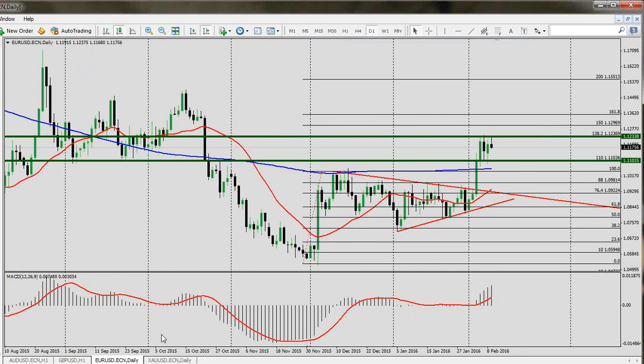EURUSD. In our last webinar, we were discussing that if the pair breaks above the 1.0950 zone, we would be looking for bullish continuation. Well, that has happened. We saw the level being broken, and our immediate target was at the 138.2% Fibonacci retracement zone, and that was at 1.1240 level. That has been accomplished. We have already exited it.